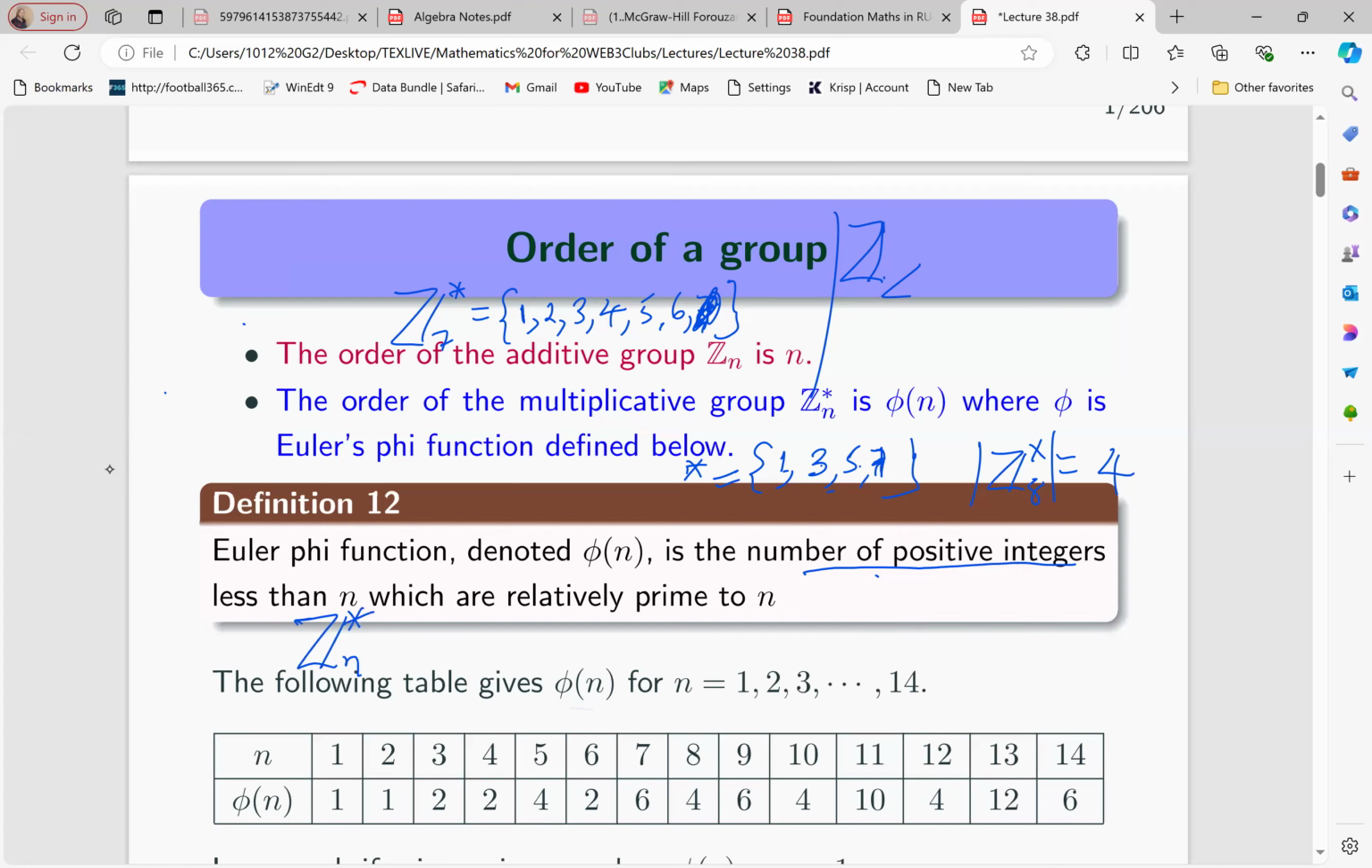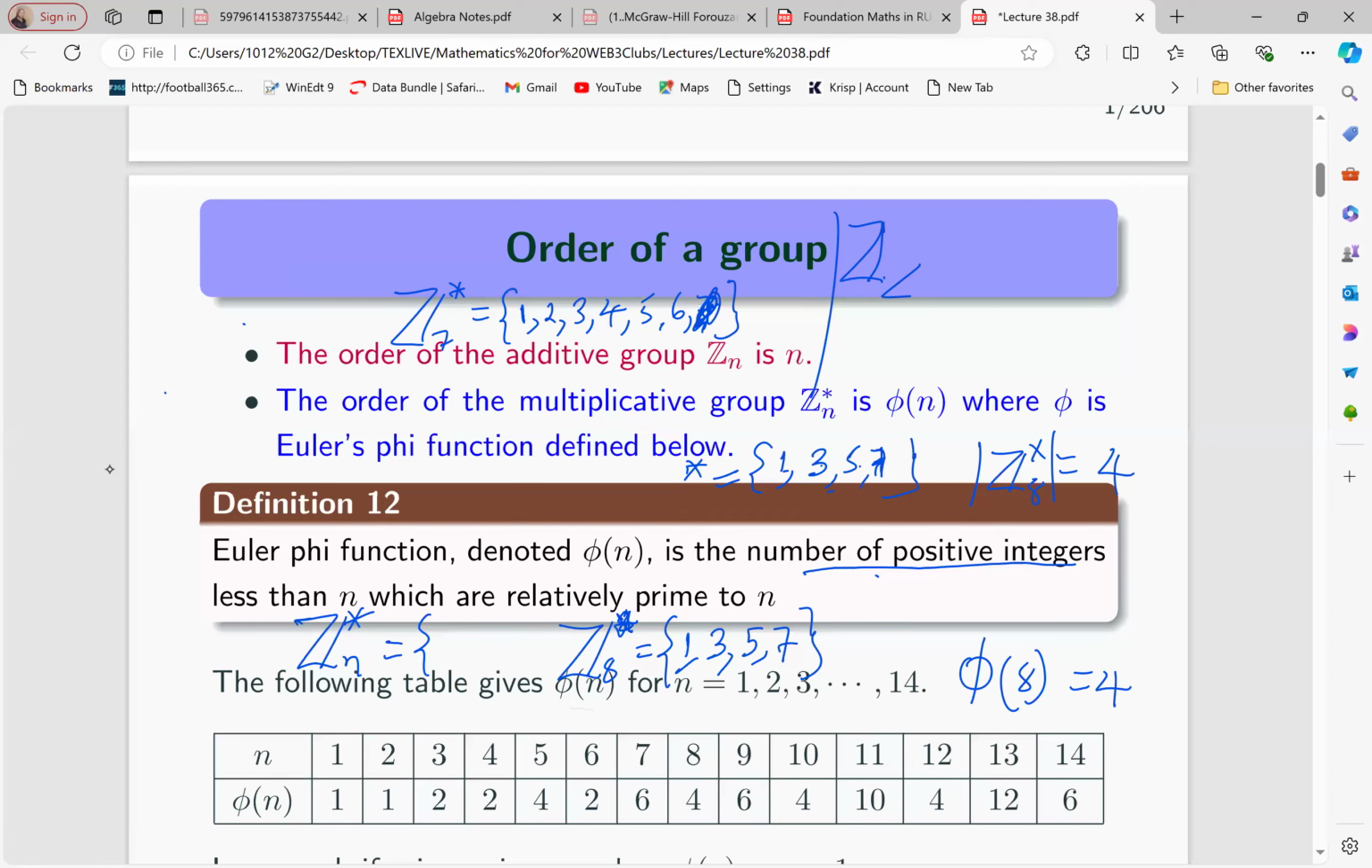Z star n, we said, are elements which are relatively prime to n, smaller than n, and positive. So when you talk of Z star 8, these are elements which are relatively prime to 8. So this is the Euler phi of 8. Euler phi of 8 is 4.